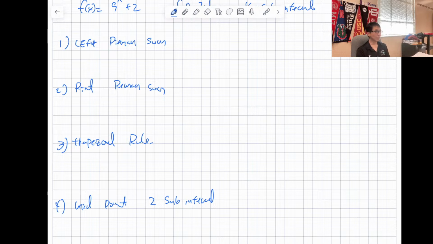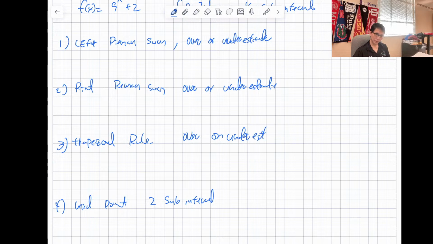Okay, I want you to work this out and tell me whether each is an over or underestimate, and justify. Over or underestimate? Over or underestimate? And justify on all of them.